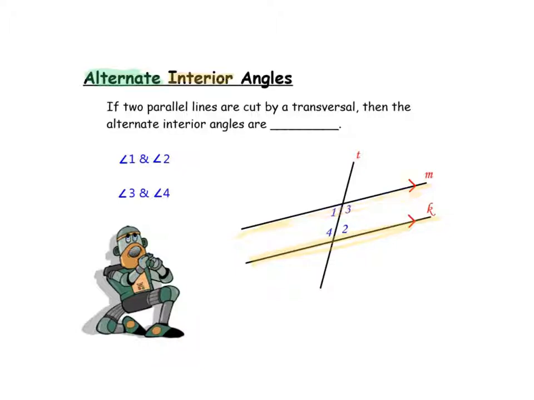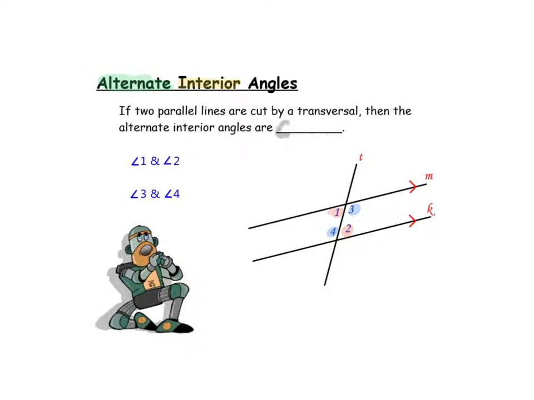So let me clean this up a little bit here. All right, so in our case here, we have alternate interior angles 1 and 2, and 3 and 4 are alternate interior angles. And what we're going to find is that alternate interior angles are also going to be congruent. Okay, alternate interior angles are also going to be congruent. So in our case here, angle 1 is congruent to angle 2, and angle 3 is congruent to angle 4.